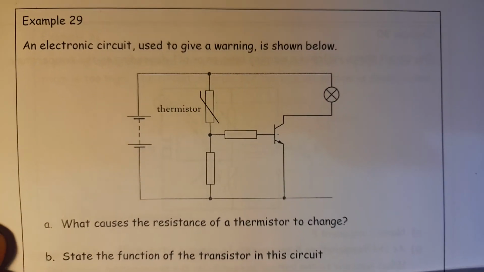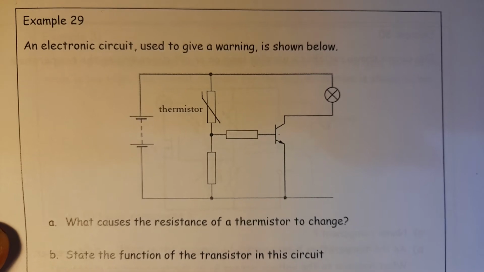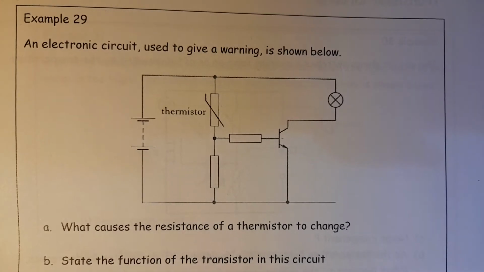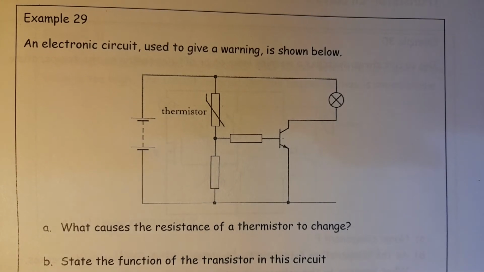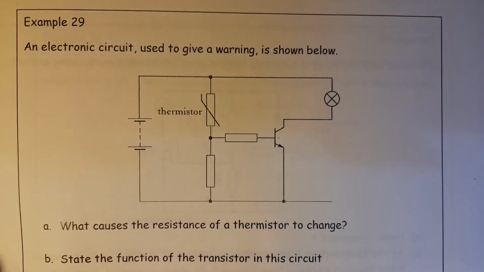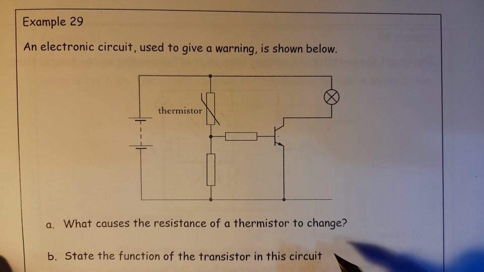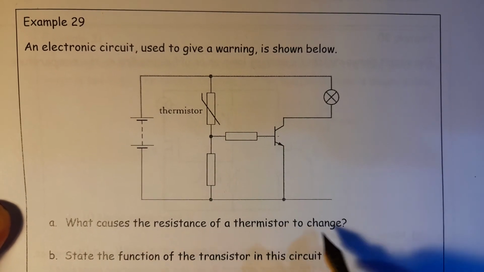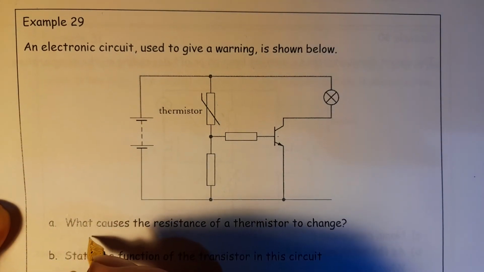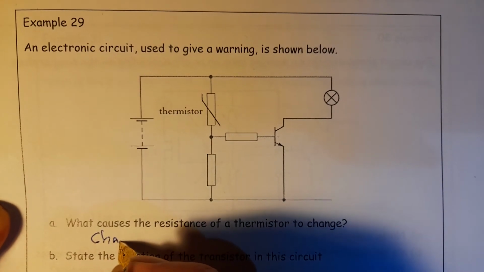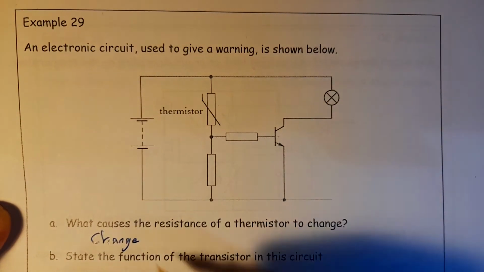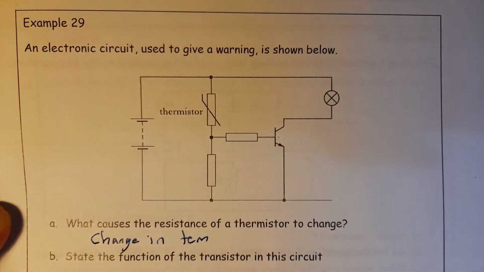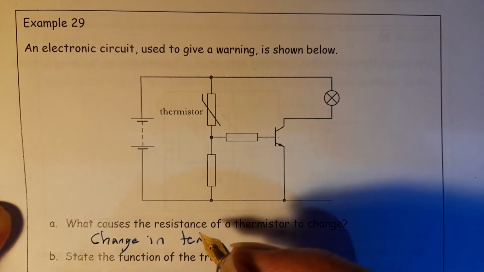Over the page you have an electronic circuit used to give a warning, and this circuit also contains a transistor. But the first question here is, what causes the resistance of a thermistor to change? Now you might be tempted to write the word temperature in here, but it's actually asking you what will cause the resistance to change, and it would be a change in temperature that would cause a change in resistance. If the temperature doesn't change, then the thermistor resistance would stay the same.